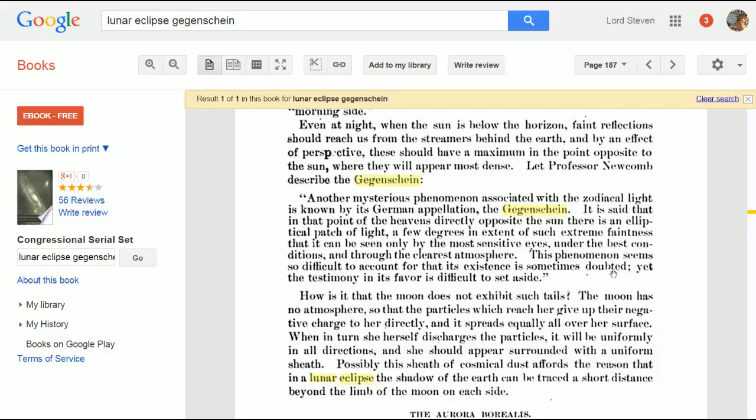Now, why do you think people would doubt its existence? You know why, don't you? Because you cannot have a lunar eclipse in a heliocentric model. That's why they doubt its existence. Yet the testimony in its favor is difficult to set aside.